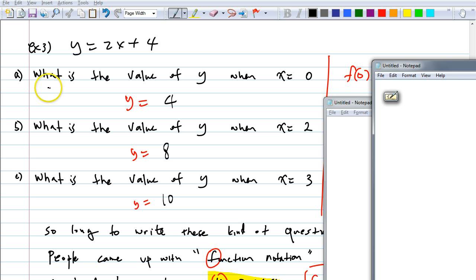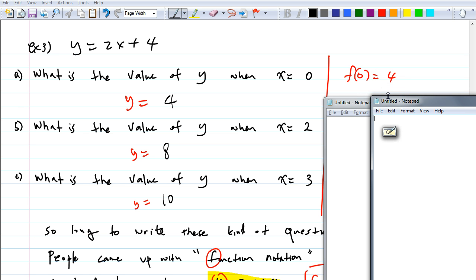So instead of me writing what is the value of y when x equals 0, this says the same thing. When I say f of x, we have decided this is what we mean: when you plug in x equals 0, what do you get for your y? Does that make sense? What's the answer, by the way? We already did it. It is 4. Do you guys get what we're trying to say? That's the point I'm trying to make.